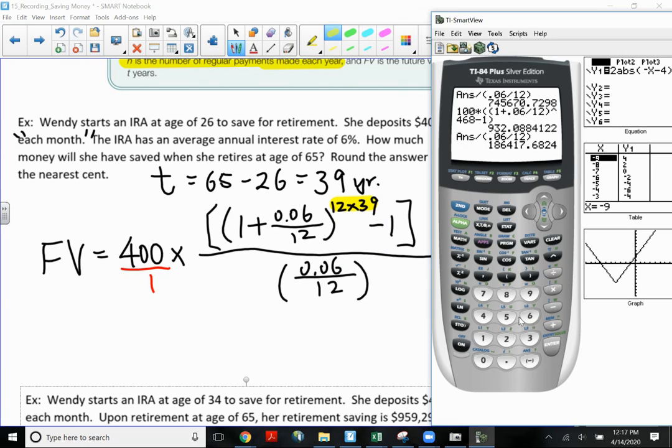So think about this. If I put in $100 for 12 months a year for 39 years, I only put in $46,800. That's actually my money. And that $46,000 over time is actually going to grow into $186,000. Okay, so you actually earn quite a bit of interest.